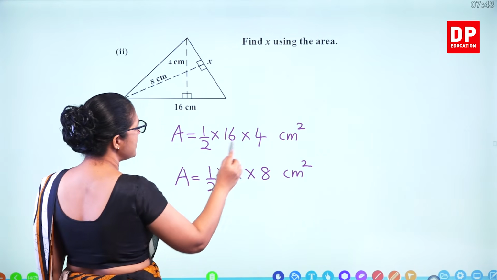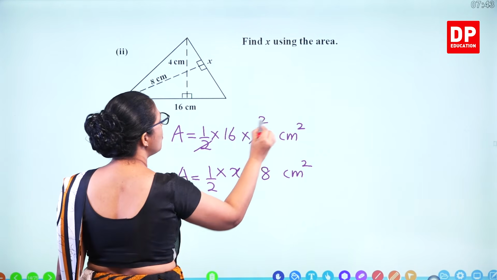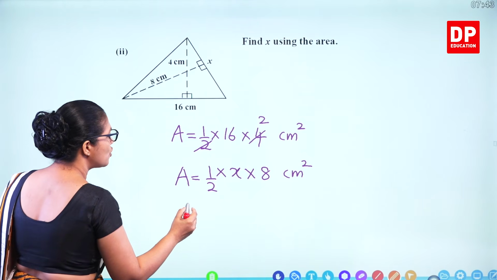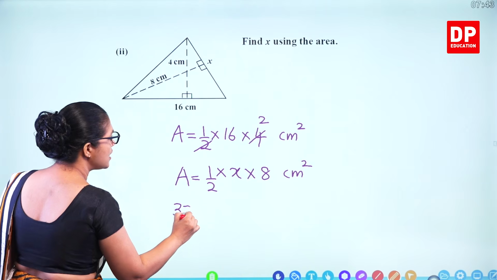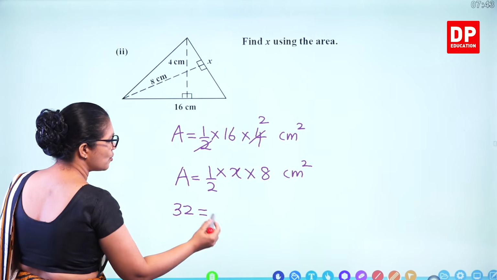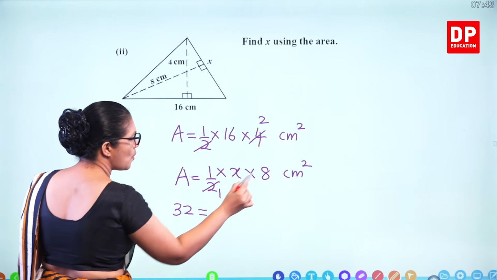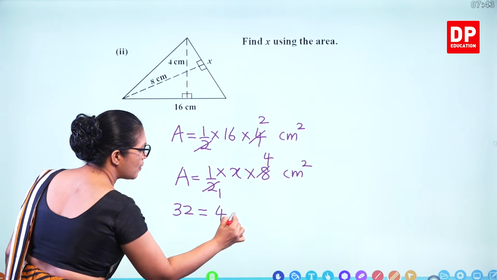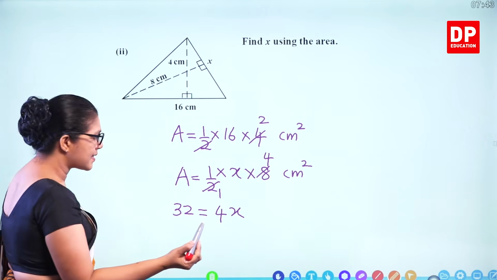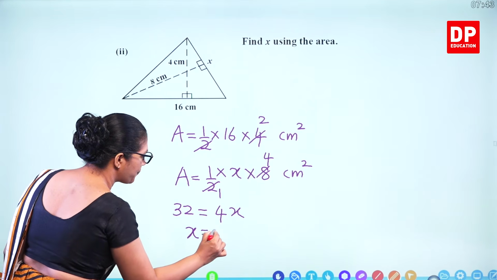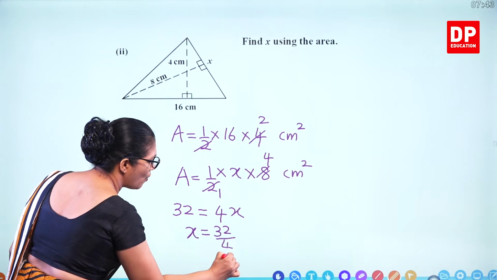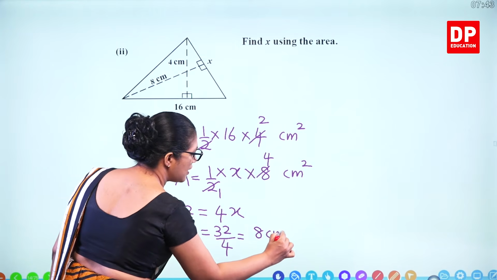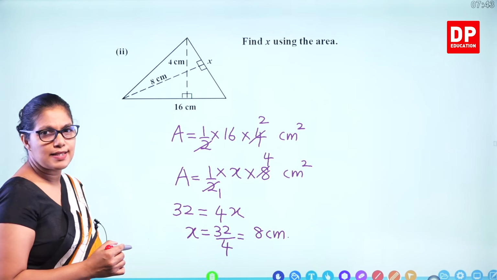So we'll simplify this. 2 times 2 and 16 times 2. You get 32. So 32 is equal to, here you get 2 times 1 and 2 times 4. So 4x. So 32 equals 4x. So what's x? Divide by 4. 32 divided by 4, you get 8 centimeters. So the x length is 8 centimeters.